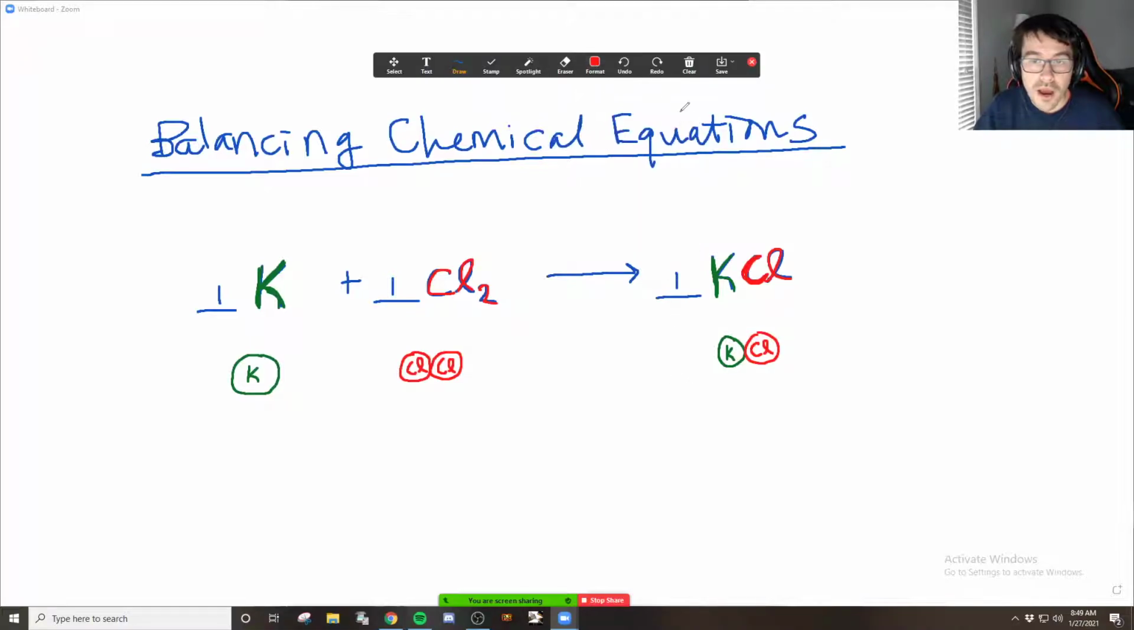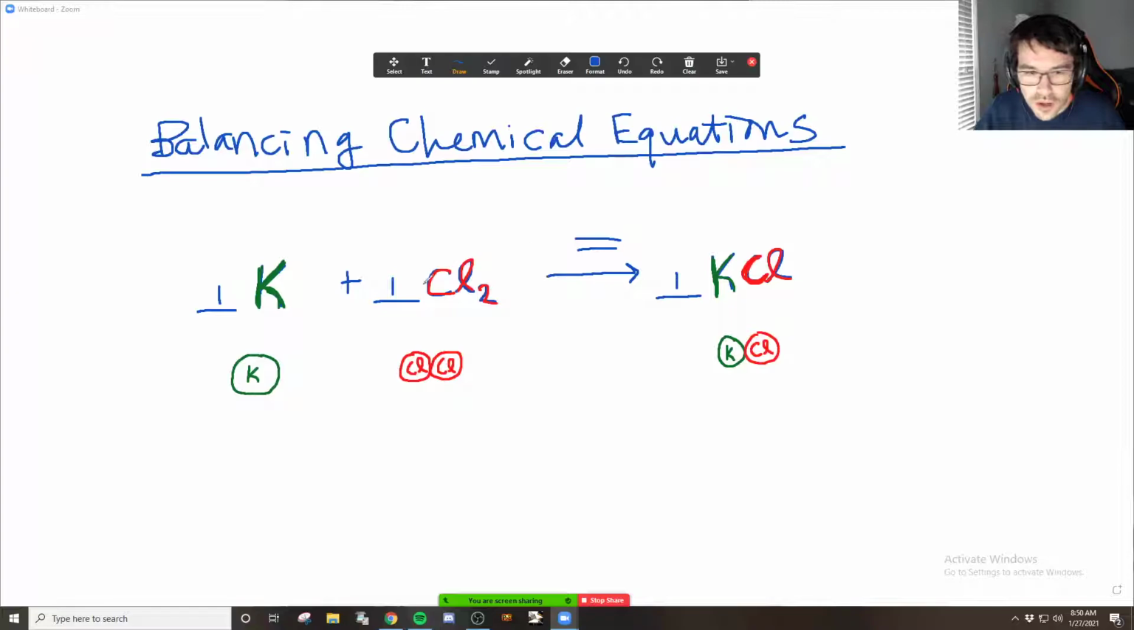Okay, now these should be equal. I should have equal amounts of stuff on the left as I do on the right. I'm not allowed to create or destroy atoms. That doesn't happen. So what we can do here is change these coefficients to discover what really happens in nature. If this reaction really occurred, we wouldn't have one of everything. Let me show you.